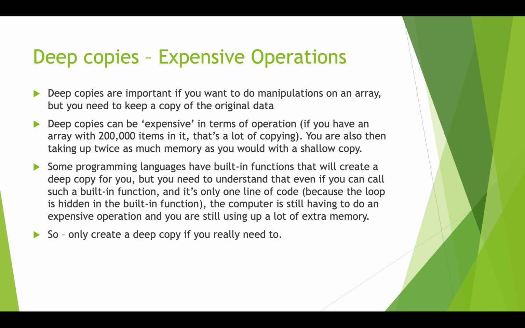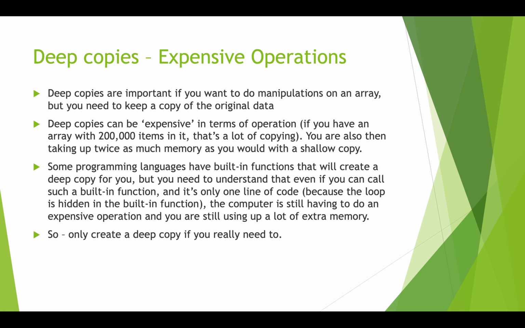But you also should note that you're now taking up twice as much memory as you would with a shallow copy, because now you've got two arrays with 200,000 items in them, so that's taking up significant amounts of memory. One other thing to note is that some programming languages have built-in functions that will create a deep copy for you. All you do is say something like Arrays.copy, and you give it the original and it gives you back a deep copy. And that's fine. You can also build your own function like that.